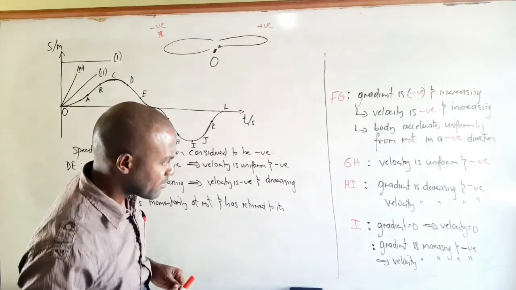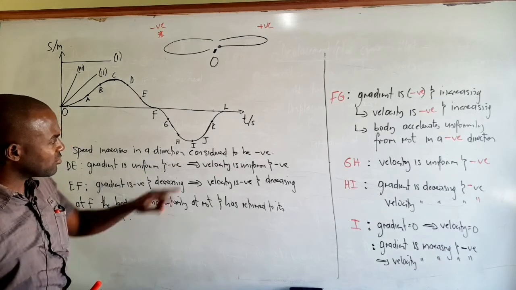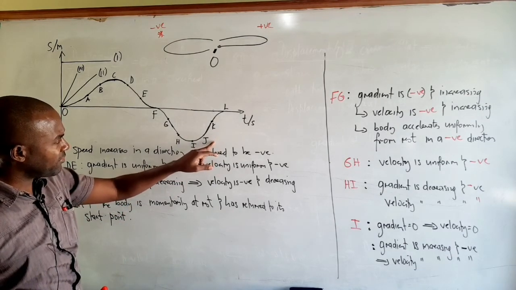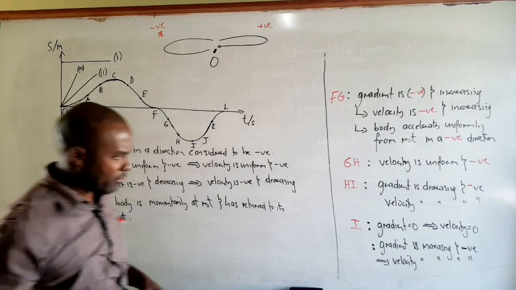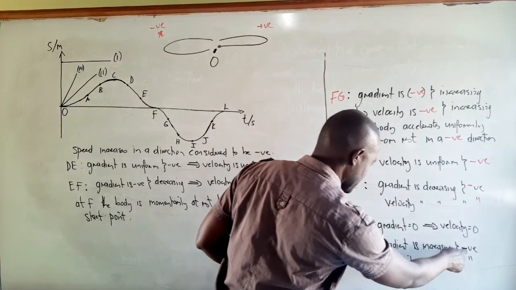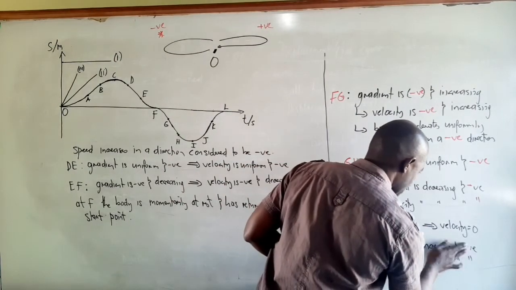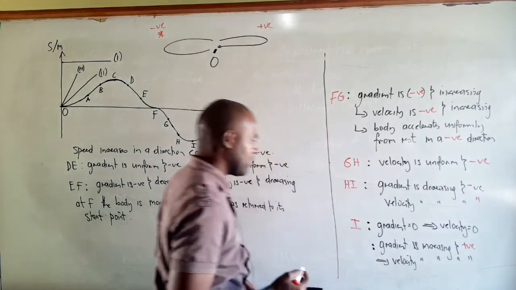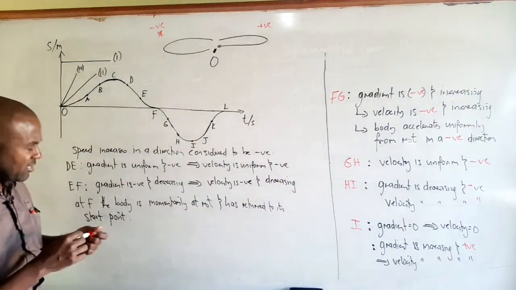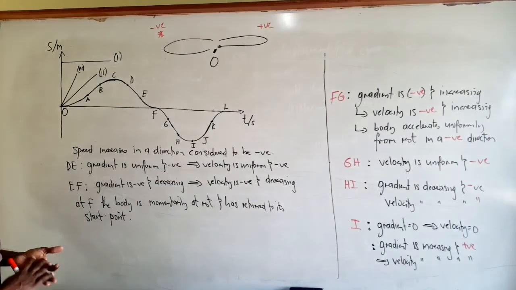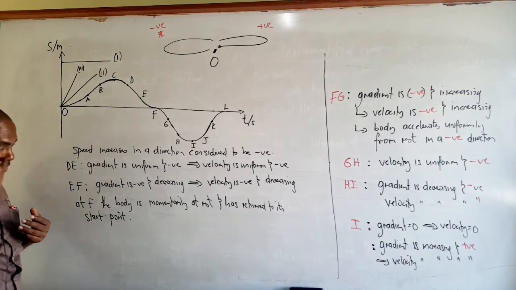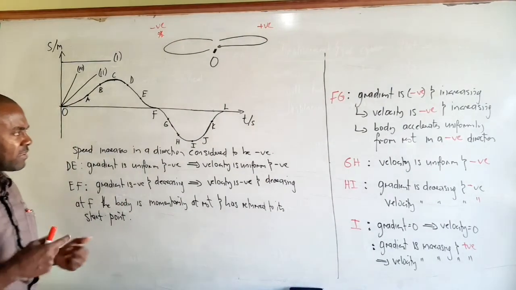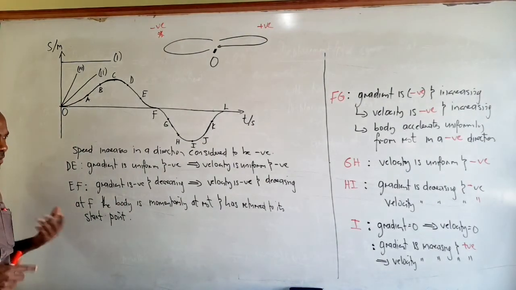Now IJ, the gradient of course now will start to increase, and the gradient of course is positive and increasing. So the gradient is increasing and positive. So change the sign. Gradient is increasing and positive, right? And therefore that means the velocity is increasing and positive, right? So the gradient is increasing and positive, and therefore this means that the body's velocity is increasing and positive.